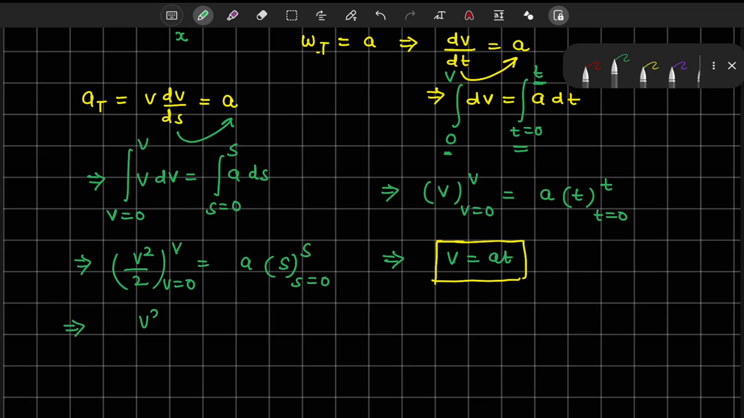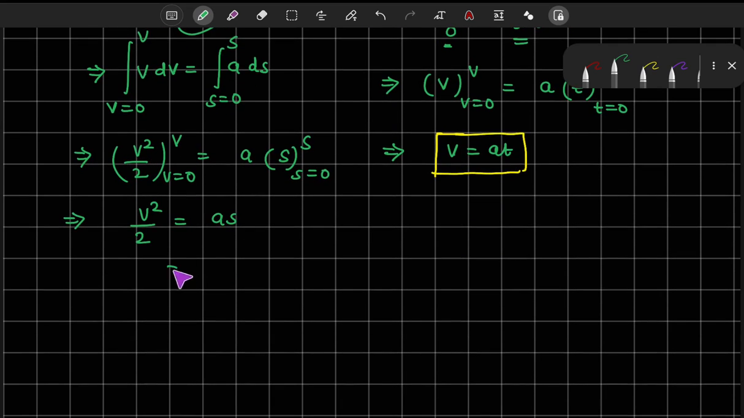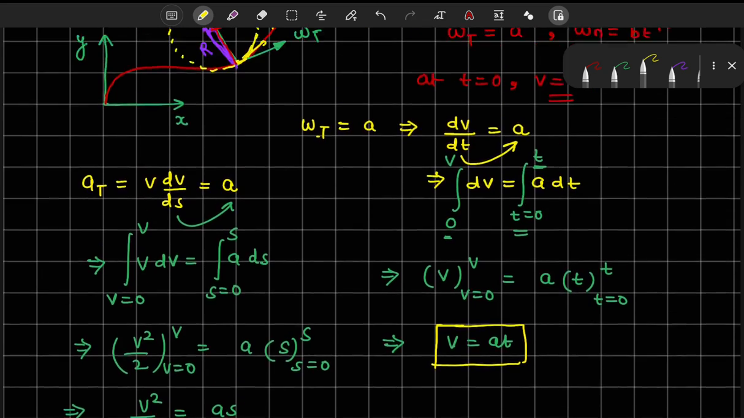So here we get v square by 2 is equal to a times s. So we get the expression of v square as 2as. This is the expression of v square we got in terms of distance.